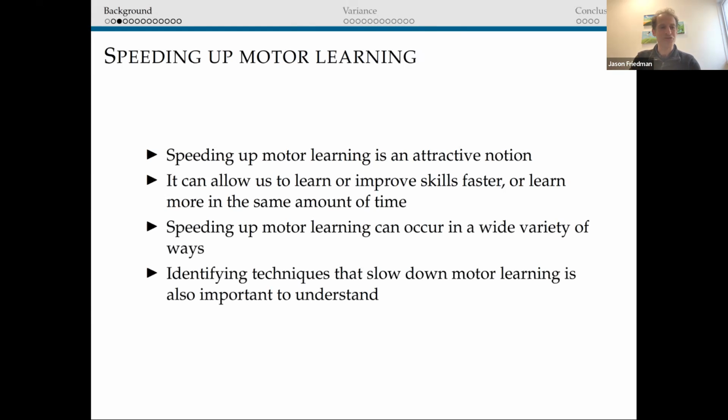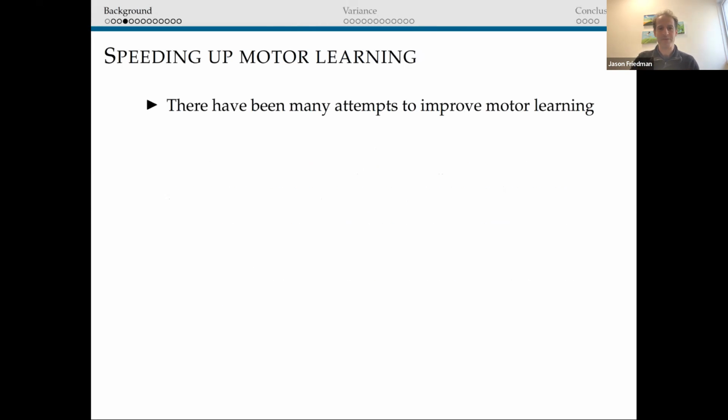And it's also important to identify the opposite. There are some techniques we know that slow down motor learning, for example, types of interference. So it's also important to understand what techniques don't work or have a negative influence, so we can try and avoid them when we're doing motor learning or rehabilitation. So as I said, there's been many attempts. This is a partial list just to give you an idea of what sort of things people have tried before.